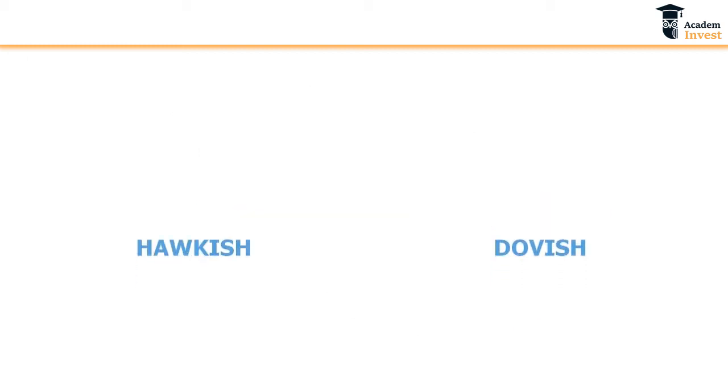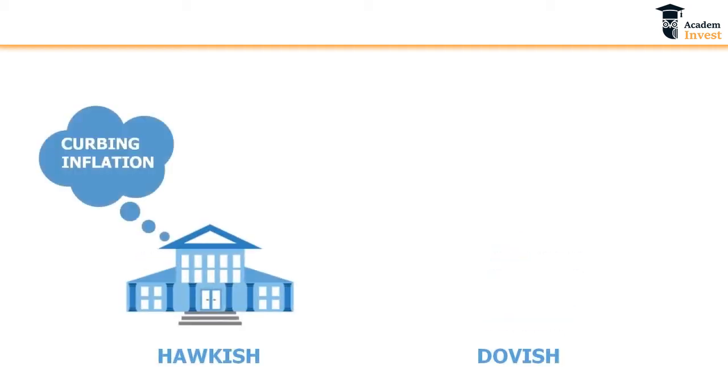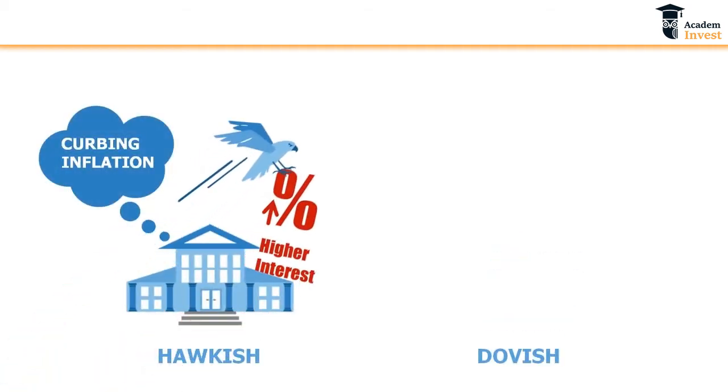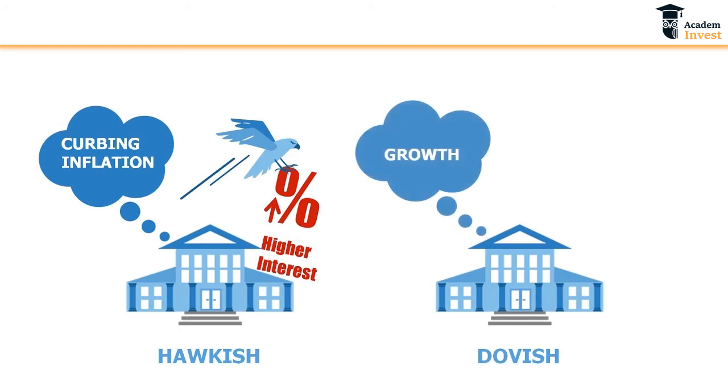The terms hawkish and dovish refer to how a central bank will manage the balance between inflation and growth. If a central bank is concerned about inflation, it is considered hawkish and is more likely to adopt a higher interest rate. If a central bank is concerned about growth, it is considered dovish and is more likely to adopt a lower interest rate.